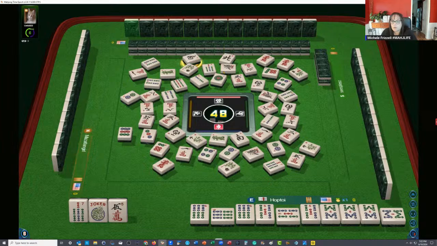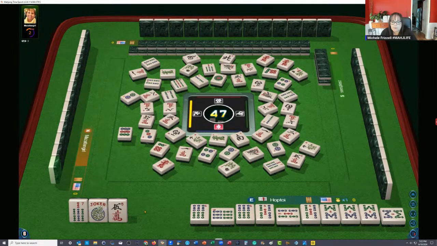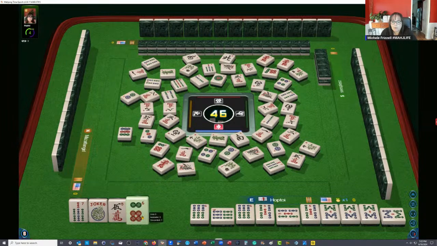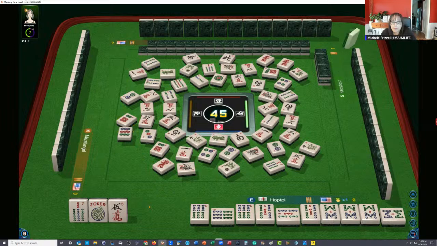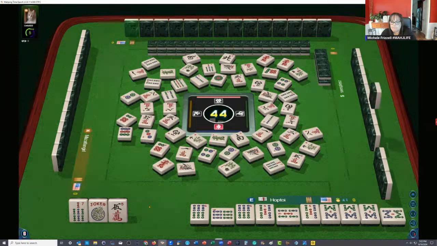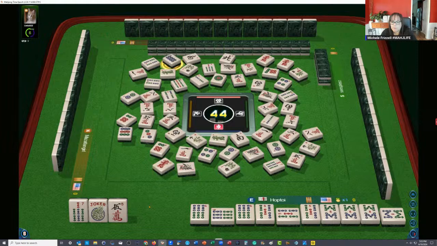South wind. Flower. 7 bam, 2 are out. 1 bamboo. It'll show who's playing to win. 6 dots. Right now, we're the only one with exposures. Look at this. Yikes. Eight characters. Eight dots.